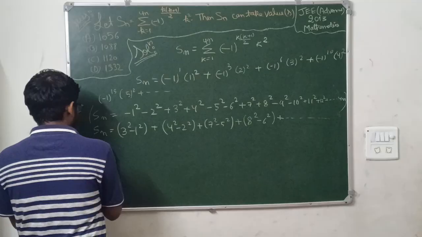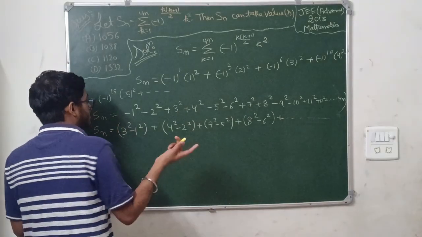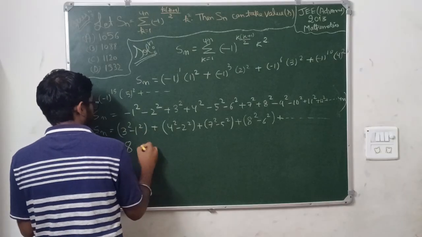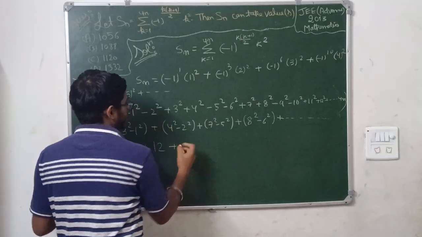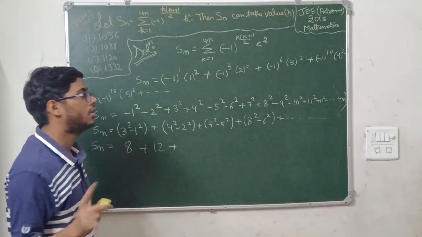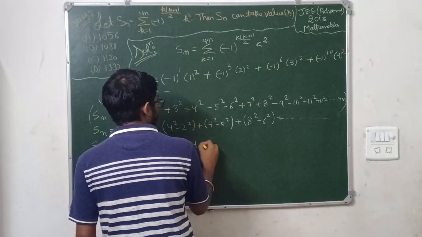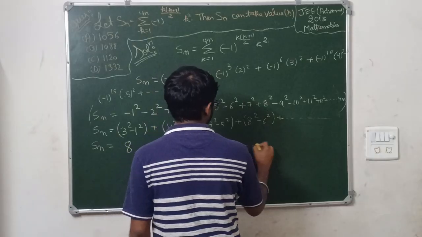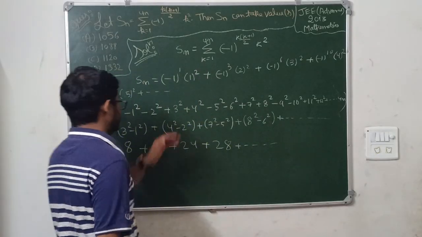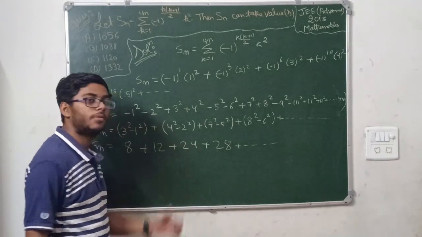Now if you solve these terms, 3 square minus 1: 3 square is 9, 9 minus 1 is 8. And 4 square is 16, minus 4, 12. Then 7 square is 49 minus 25, 24. Then 64 minus 36, 28. And the series is shown like this. Now this is the series that it became. Now how can you write the general term of this series?